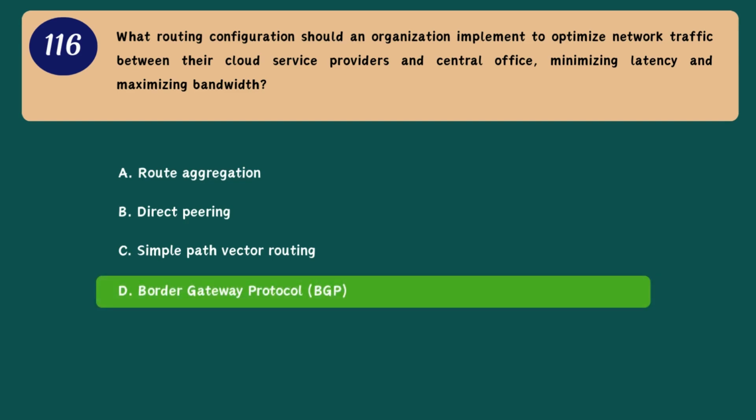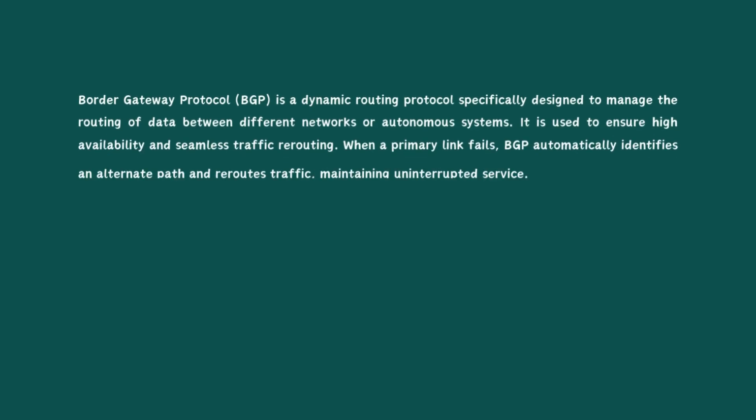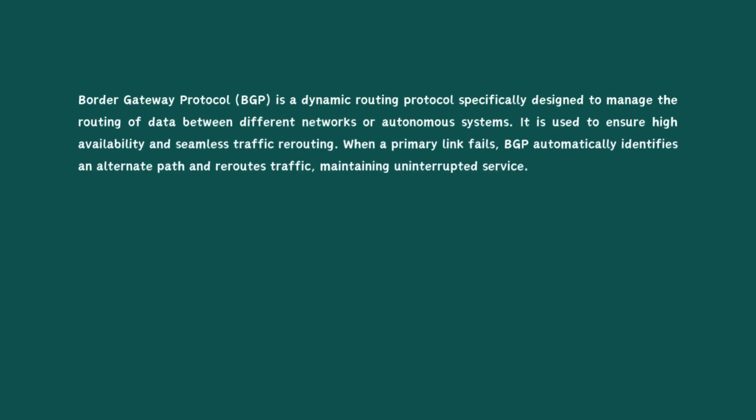Correct answer. D. Border gateway protocol. Border gateway protocol is a dynamic routing protocol specifically designed to manage the routing of data between different networks or autonomous systems. It is used to ensure high availability and seamless traffic rerouting. When a primary link fails, BGP automatically identifies an alternate path and reroutes traffic, maintaining uninterrupted service.